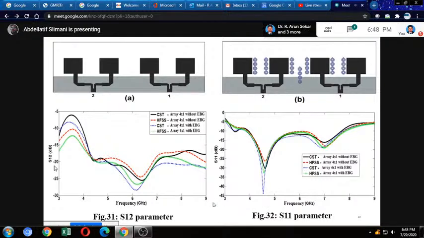So we can observe that when we put the OBG structures, the transmission between these two ports, the first port and the second port, decreases. Okay, also the matching in our array antenna is improved. Okay, so before and after putting the OBG structures, we can observe an improvement of our parameters S12 and S11.